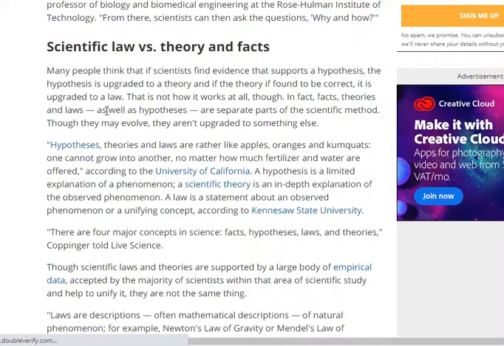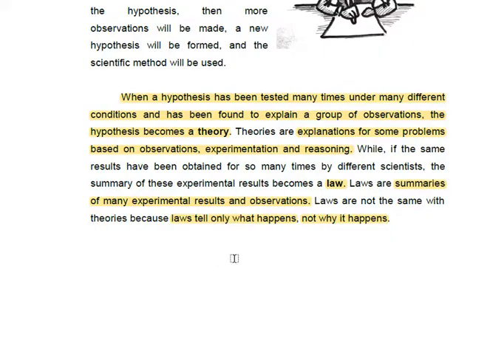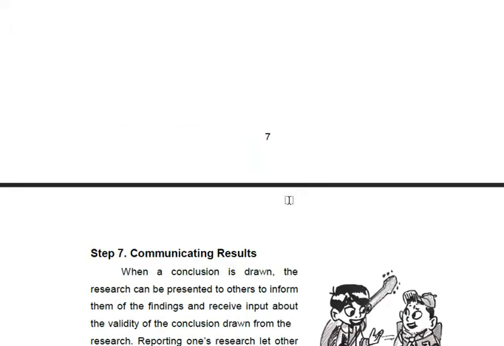So, I would suggest you can read this further. But anyways, let's go back to our lesson. Again, the theory gives the explanation about why something happened, and the law only tells you or describes what happens. Alright?